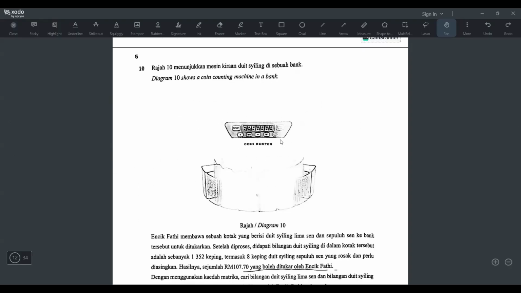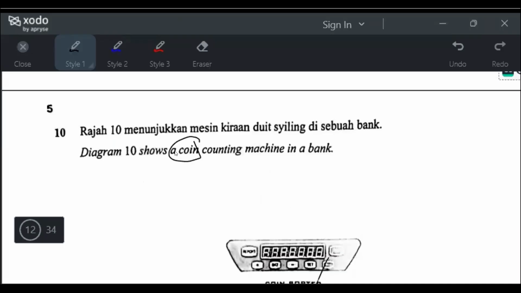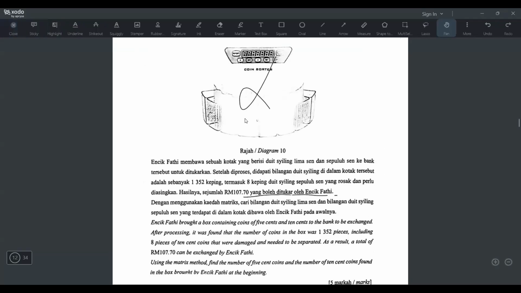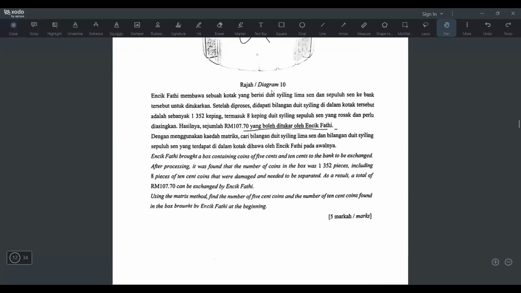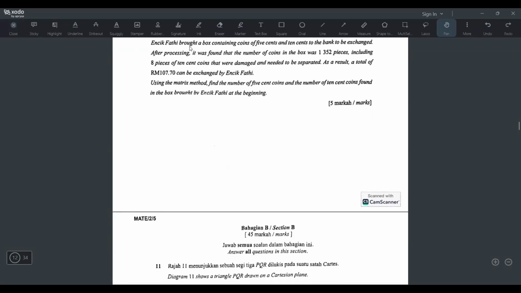Okay. Let's do number 10. Number 10, the diagram is a bit blur, but it's okay. We don't need the diagram to do this question. Diagram 10 shows a coin counting machine in the bank. So we don't need this. Why I say we don't need the diagram is because there's no information there. It's just a picture. So I will just skip the whole part here and straight away read from here.